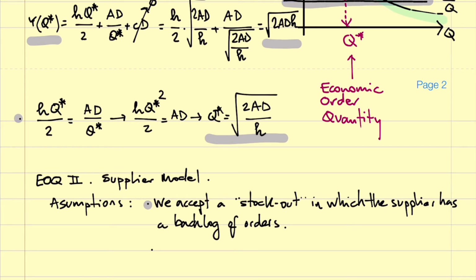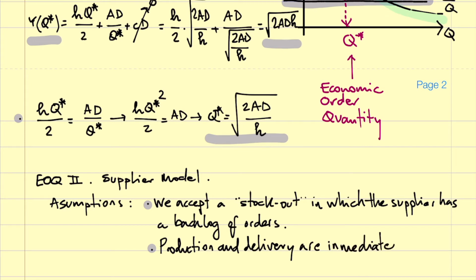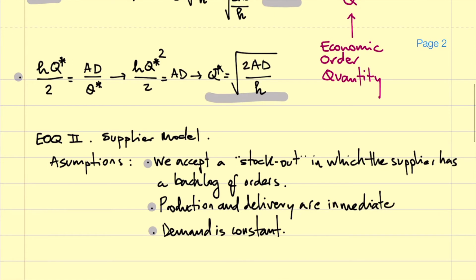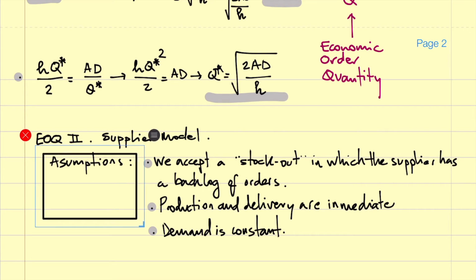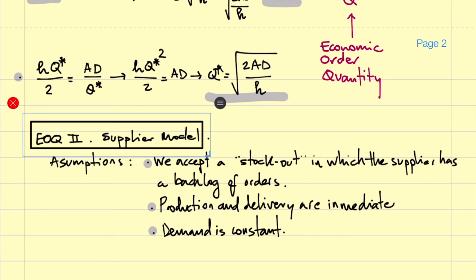Here we also accept that production and delivery are immediate and that demand is constant. These are the assumptions that we have. So a little bit more difficult than in the previous example.